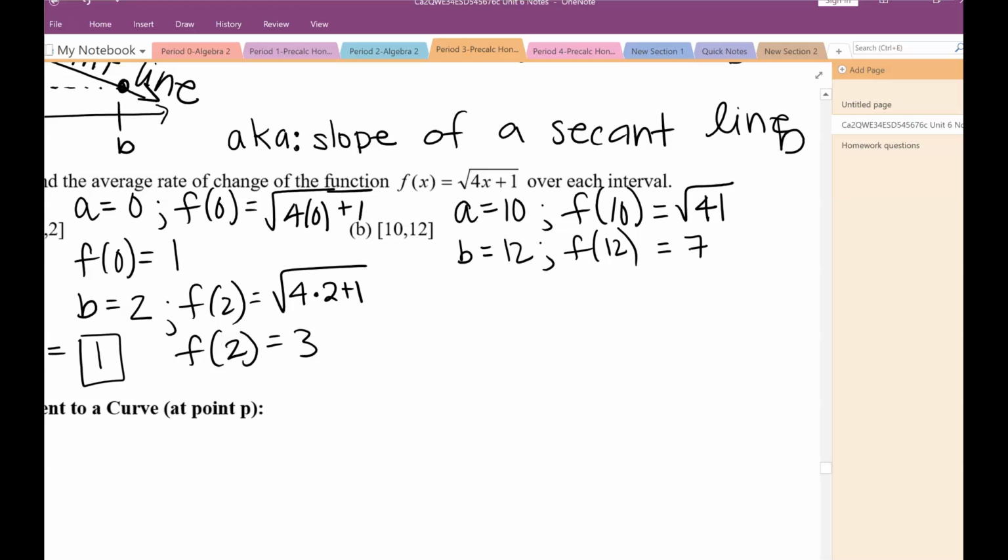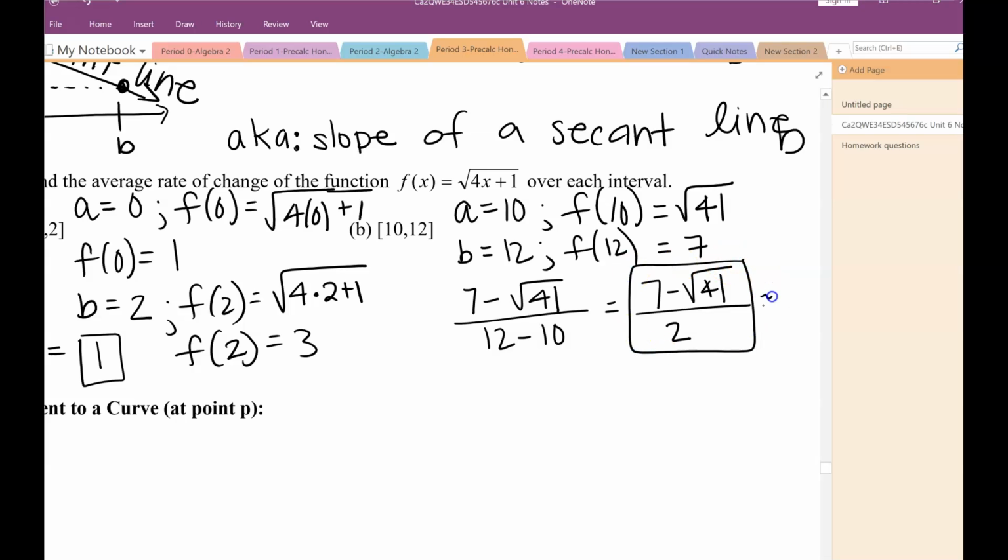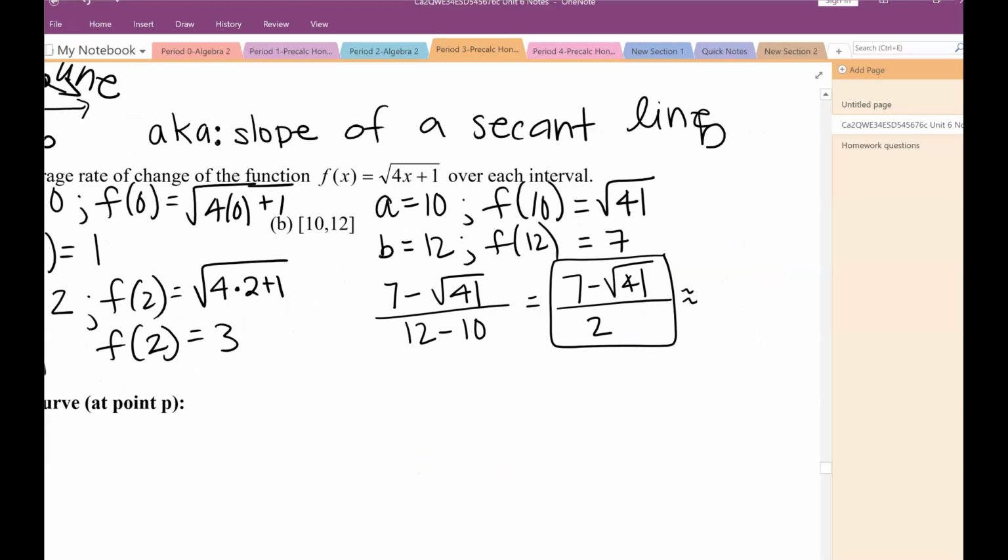So based on our formula, it's 7, take away square root of 41, all over 12 take away 10. On the numerator, not much we can do, so we'll leave it as exact. On the bottom it's over 2. If you have a calculator near you, can you punch it in just to get an approximation, so we can talk about the two different average rates of change? 0.298.